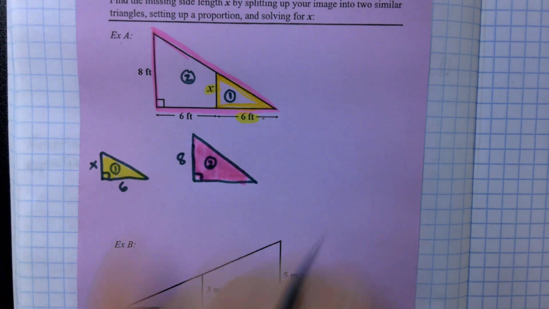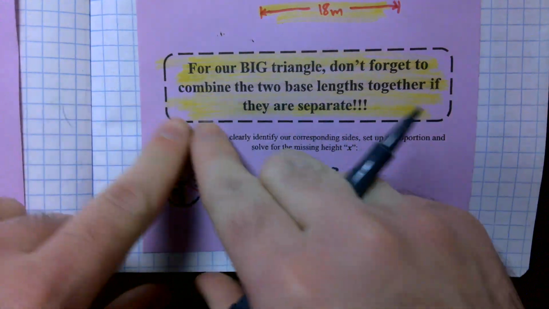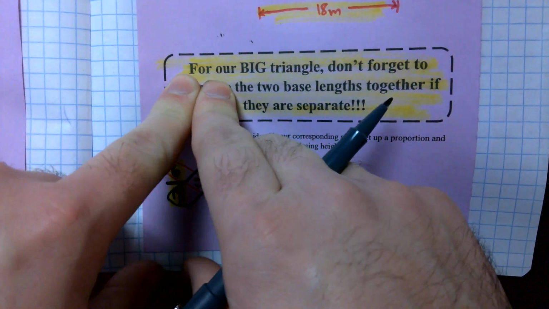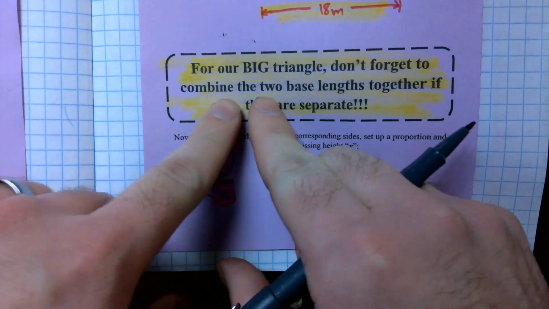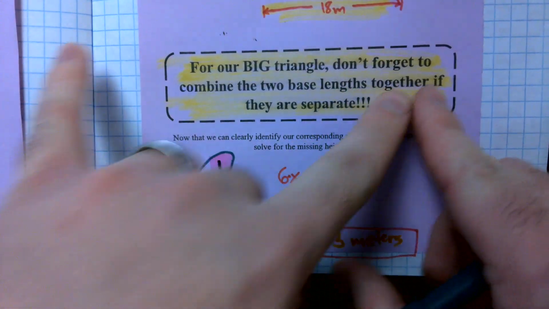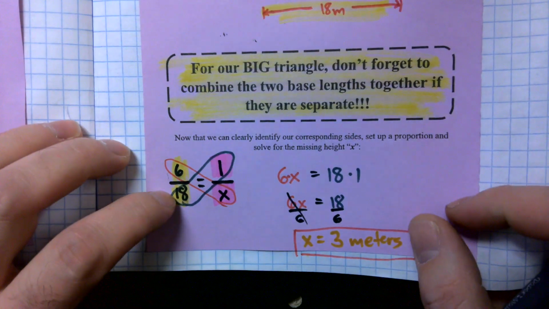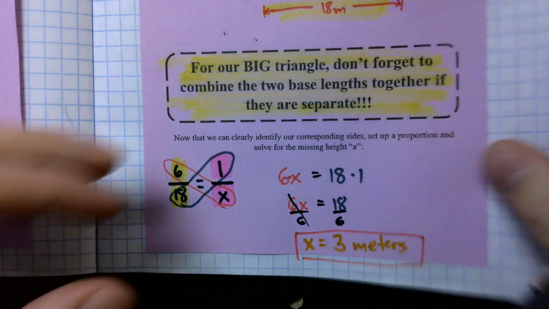Yes. Let's take a look back at the giant box that we highlighted in bold letters and let's all read it together. Ready? Start with the word 4. 3, 2, 1, go. For our big triangle, don't forget to combine the 2 base lengths together if they're separated. Okay. So if my 2 base lengths of the big triangle are separated, I need to combine them. Let's take a look back.